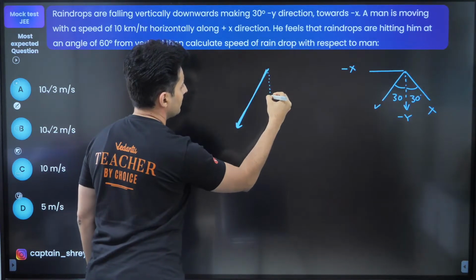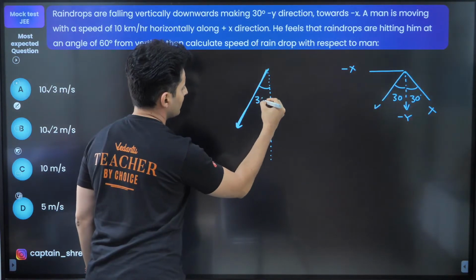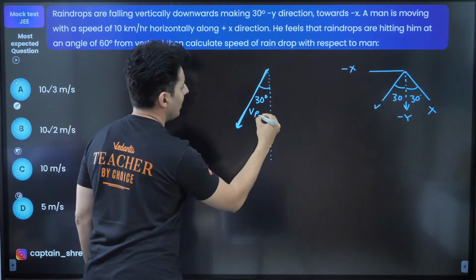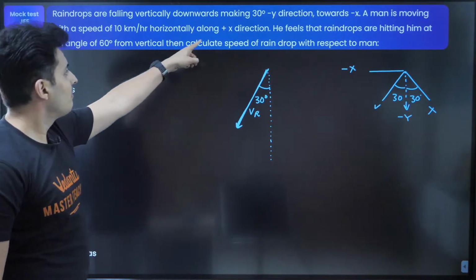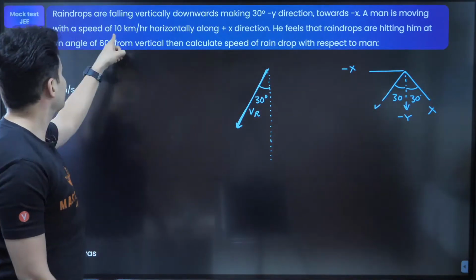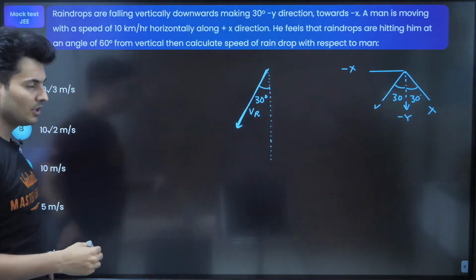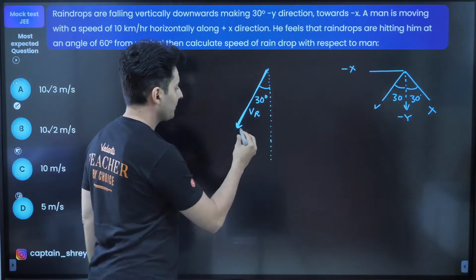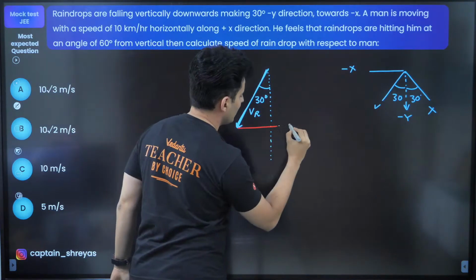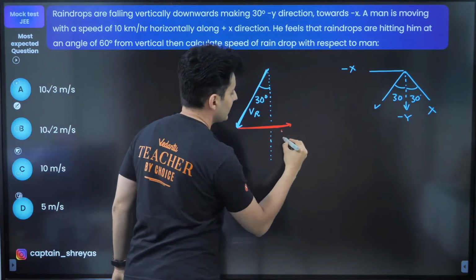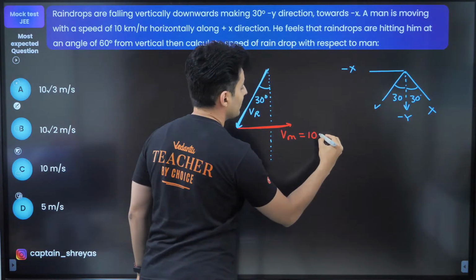So let's draw the raindrops falling like this, at 30 degrees with the negative y. So this is your negative y, and this angle of course is 30 degrees, and this is your VR vector, the velocity of the rain. Now the man is going in positive x with a speed of 10. I think this should not have been meters per second, this should have been kilometers per hour. Ignore that. There is a unit mismatch, but it's okay. We are just interested in the values. So the man's velocity is positive x, and he is moving with a speed of 10 kilometers per hour.